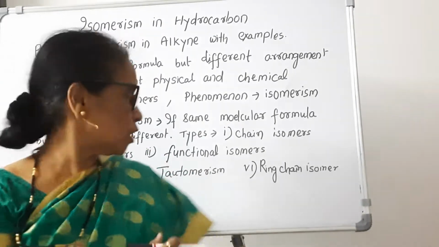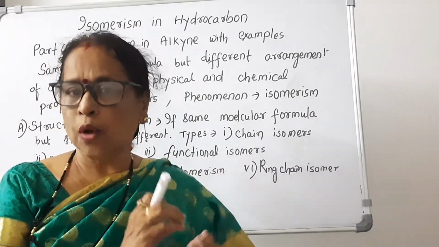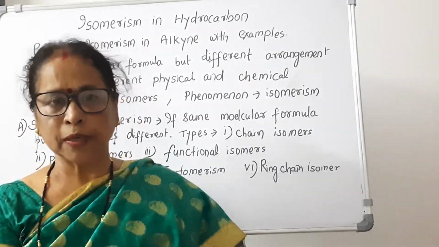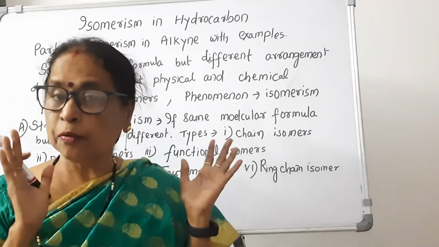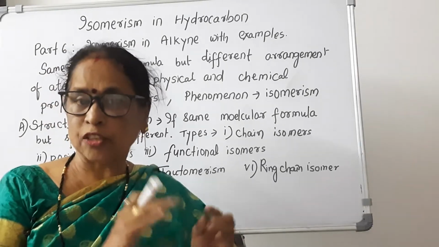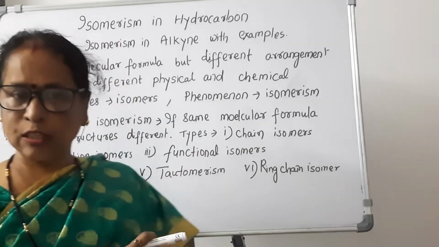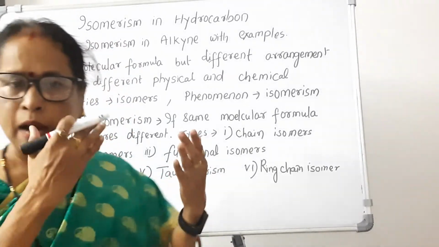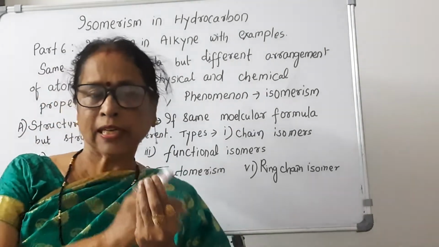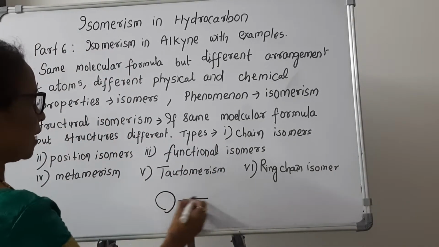Functional isomerism: functional means functional group. If it is OH, if it is CHO, you will check the keto group. If it is an alcohol group or a keto group, but the molecular formula remains the same and the structures are different with the different functional group, that is called functional isomers, and the phenomenon is functional isomerism.